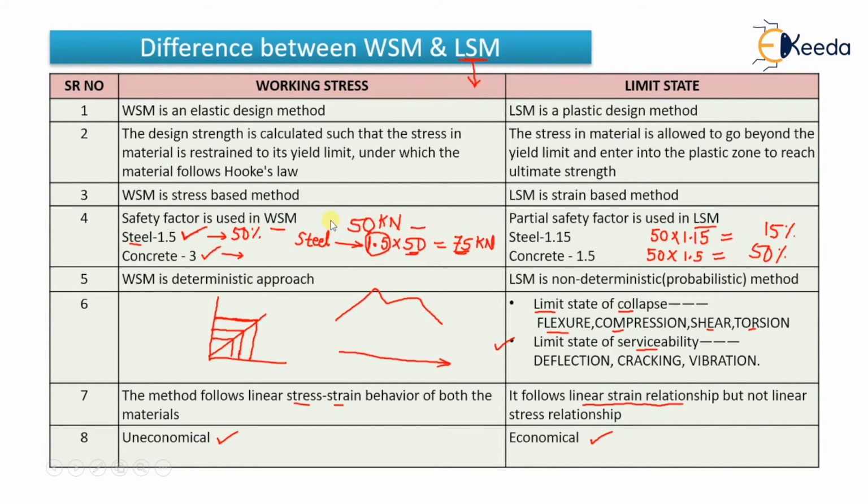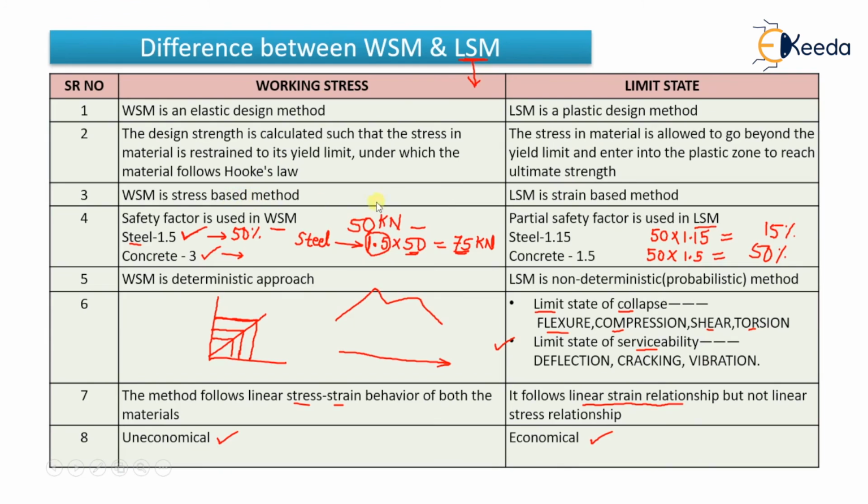So this was the video on the difference between working stress method and limit state method. You have to remember that graph only. From that particular diagram, I have explained all these things, so it is not very difficult. Working stress method is elastic because we are allowing it to go up to the elastic limit only, and this is a plastic design method because we are allowing the material to go into the plastic zone. Then it will obey Hooke's law? It will not, because it will go into the plastic zone.